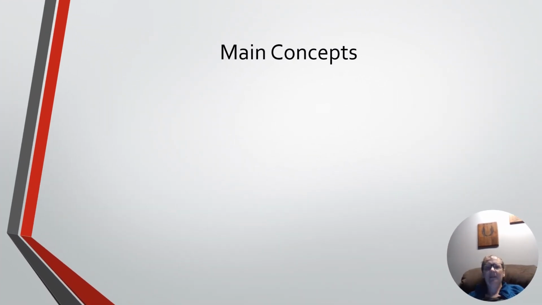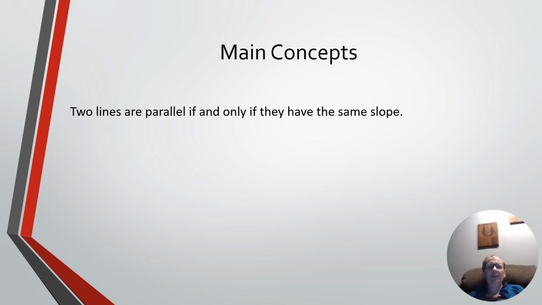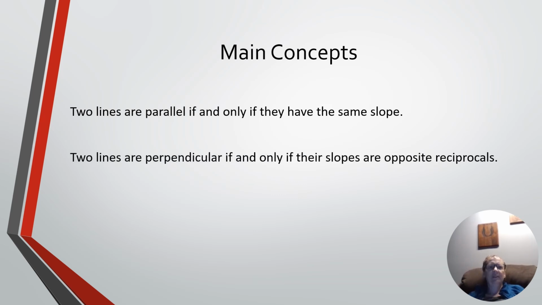Our main concepts are as follows. Two lines are parallel if and only if they have the same slope. So parallel lines have to have equal slopes. Two lines are perpendicular if and only if their slopes are opposite reciprocals. So if one is 2/3, the other one would be -3/2. So it turns upside down and changes signs. That's what it means by opposite reciprocal.